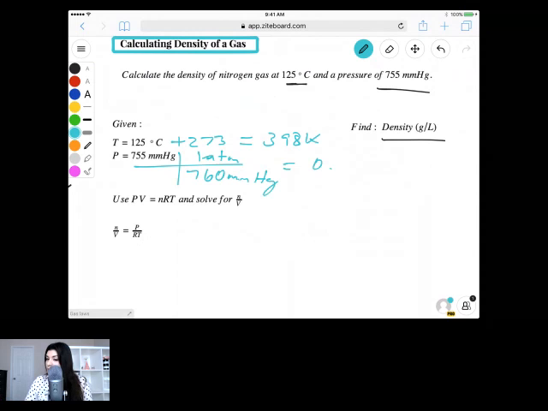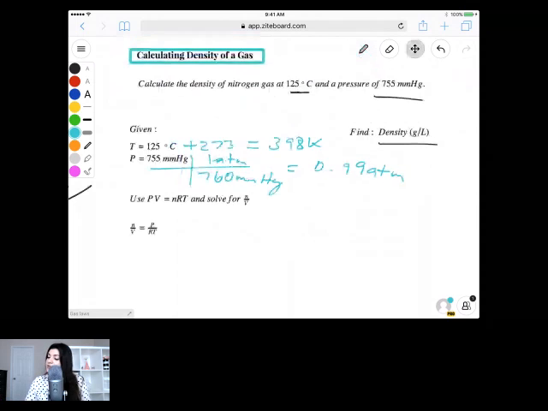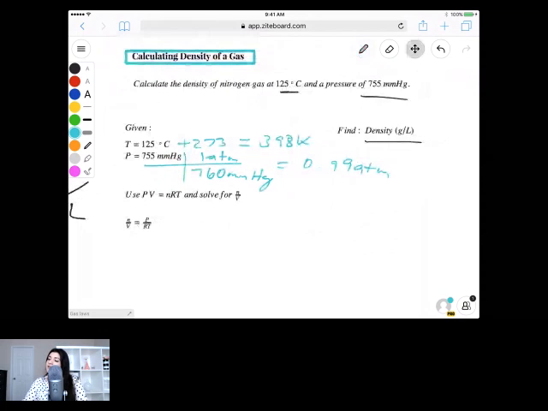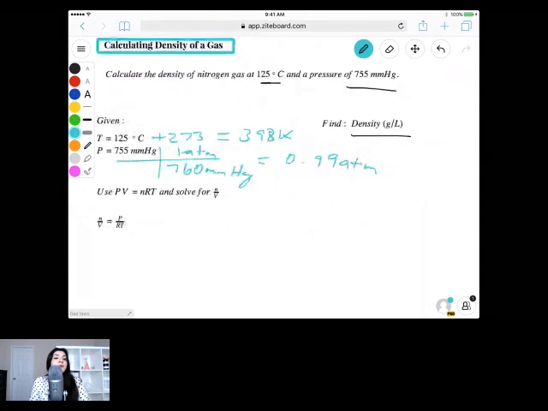We'll get 0.99 atmospheres. And let's note that we really aren't given much information, right? So we're not given the amount of moles. We're not given the volume. And all we have is pressure and temperature, and we know the gas constant. So whenever you have two unknowns for a density problem, you will solve for n divided by V.